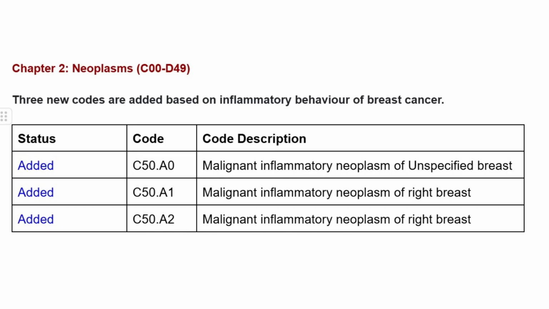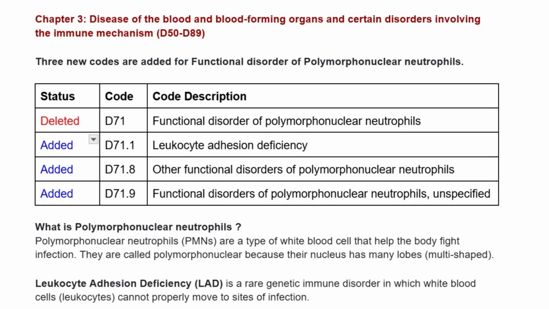The new codes added are C50.A0, C50.A1, C50.A2. These allow more detailed reporting of inflammatory breast cancers. Earlier, for such conditions, we were coding the inflammation, mastitis, separately along with the breast cancer code. But now, these new codes capture both together in a more accurate way. All right, guys, moving ahead, let's look at the next update.